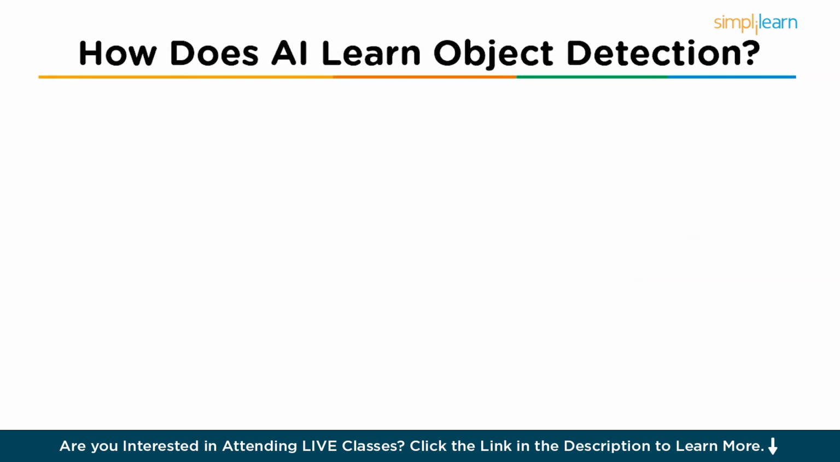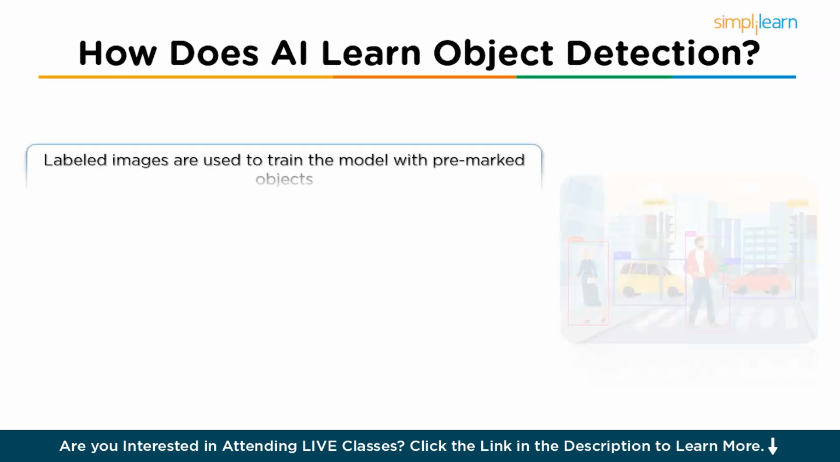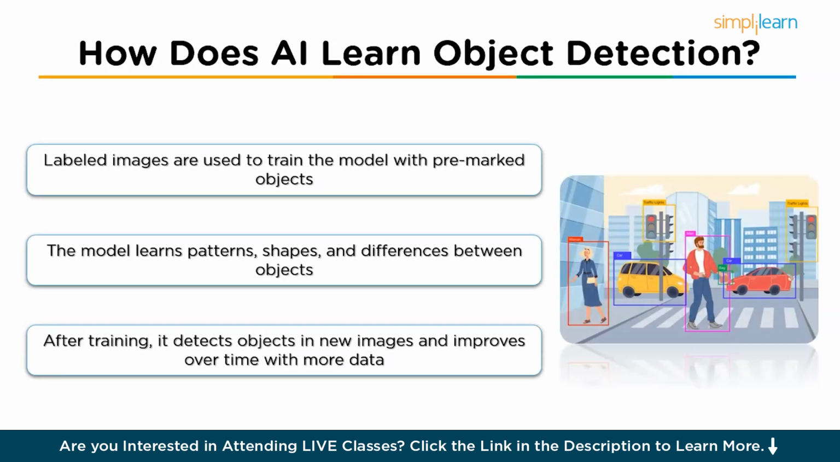So basically, how does AI learn object detection? Training an object detection model is similar to how we teach a child to recognize objects. The first step would be to provide labeled images. The model is trained on thousands or even millions of images where objects are already labeled with bounding boxes. The second step is to learn patterns and features. The model learns what cars look like, how people are shaped, and the difference between a dog and a cat. And the third step is to make predictions and improve.